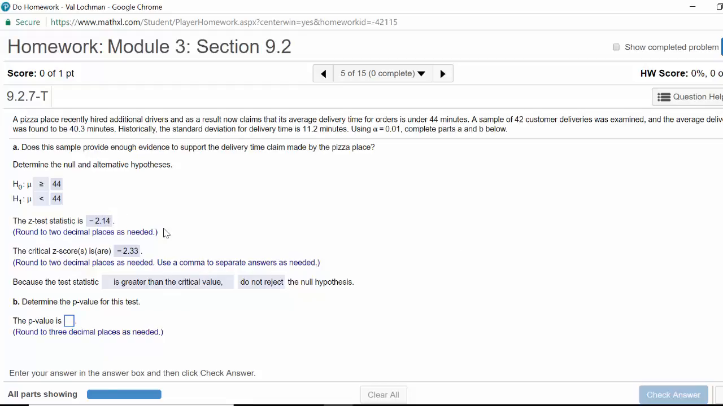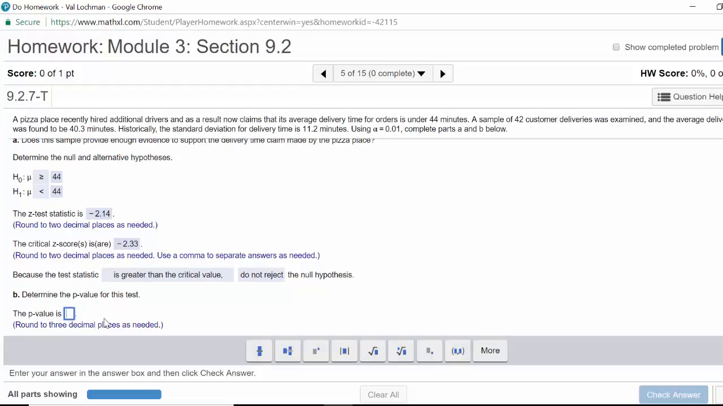Okay, this value right here, again, if you want to make a normal distribution graph and just put them on the axis, you will see that this one will be closer to 0. It will be in the non-critical region. Okay, so what about p-value?